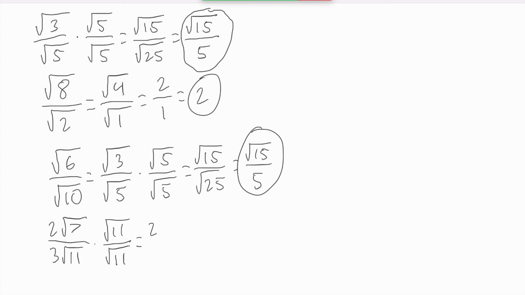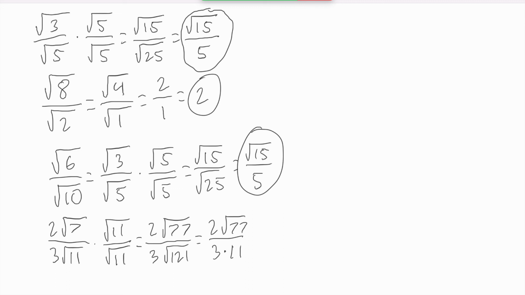Under the square root, we've got 7 and 11. So we do multiply those. 7 times 11 is 77. So we've got the square root of 77 over 3, and then 11 times 11, square root of 121. So 2 square root of 77 over 3 times square root of 121, which is 11.